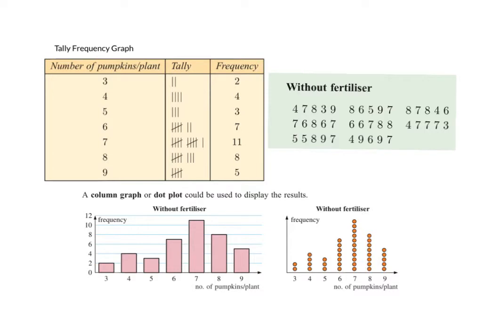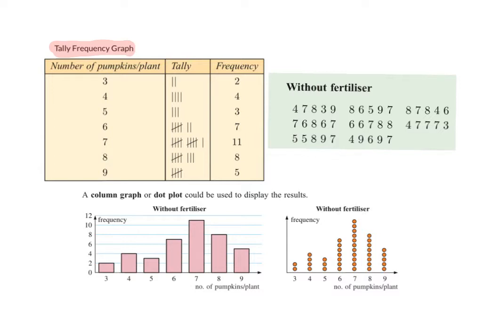So there are numerous ways to organize and display discrete data. Here we have 3 examples. The first is a tally frequency graph. On my right here in green is where I have my data points, or my data values. I have a lot of different numbers here, and I need to find a way to organize them. One way is this data tally frequency graph. It starts off with looking at number of pumpkins per plant. So here's all the numbers here.